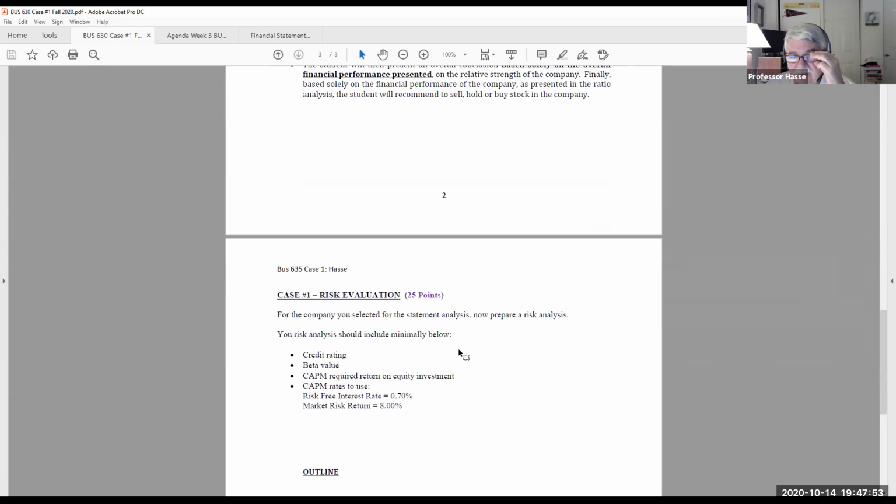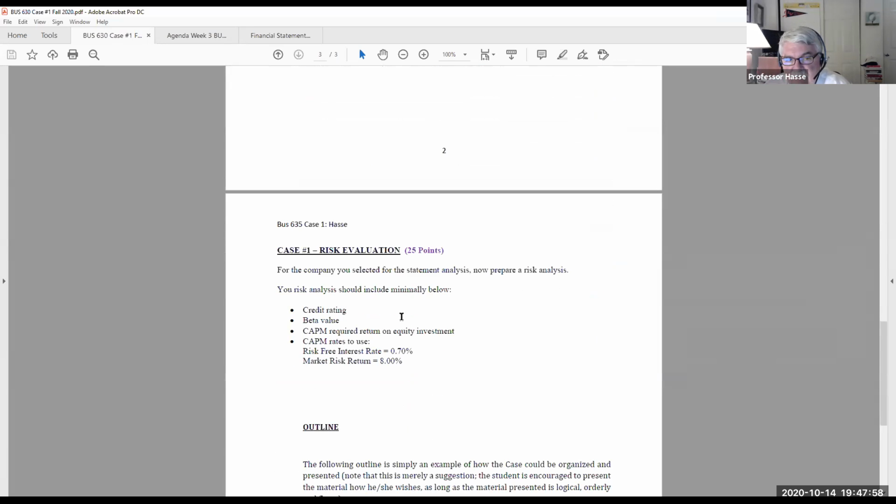The second section of this analysis is to do what I was just talking about earlier, a risk evaluation. For the company you selected, prepare a risk analysis. Credit rating, beta, capital asset pricing model, required return on investment. Make that calculation for this company based on its beta. And I give you the risk-free rate as 0.7%, and I give you the market risk return of 8%. You do the rest. You don't have to look those up. I give those to you. Do a risk evaluation of this company based on that analysis.